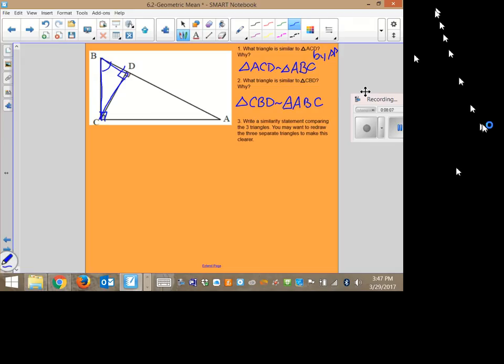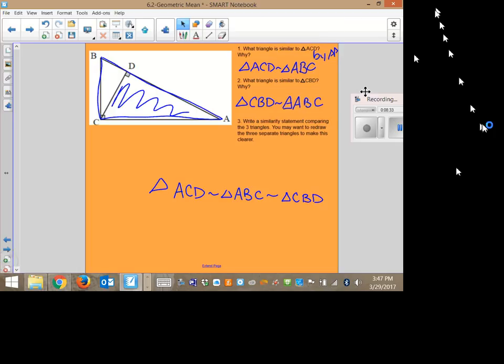So since both our medium and our small triangle are similar to our big triangle, we can say that triangle ACD, which is our medium one here, is similar to our big triangle ABC, which is then in turn similar to our small triangle CBD. So these are a little tricky to see, but make sure that you can see all three triangles there. We'll draw them on the next page.